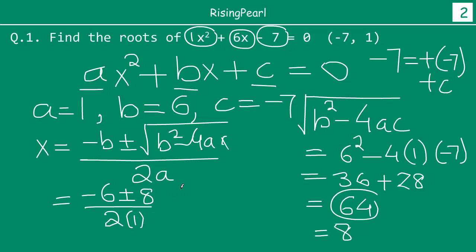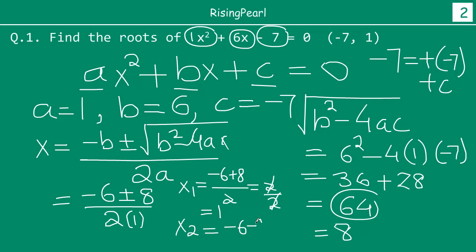So let's write both values separately. Let's call the first root x1 and the second root x2. So x1 will be equal to minus 6 plus 8 by 2, or 8 minus 6 is 2 by 2, or this is equal to 1. And the second value, x2, is equal to minus 6 minus 8 by 2, or minus 14 by 2, 2 sevens are 14, or x2 is equal to minus 7.